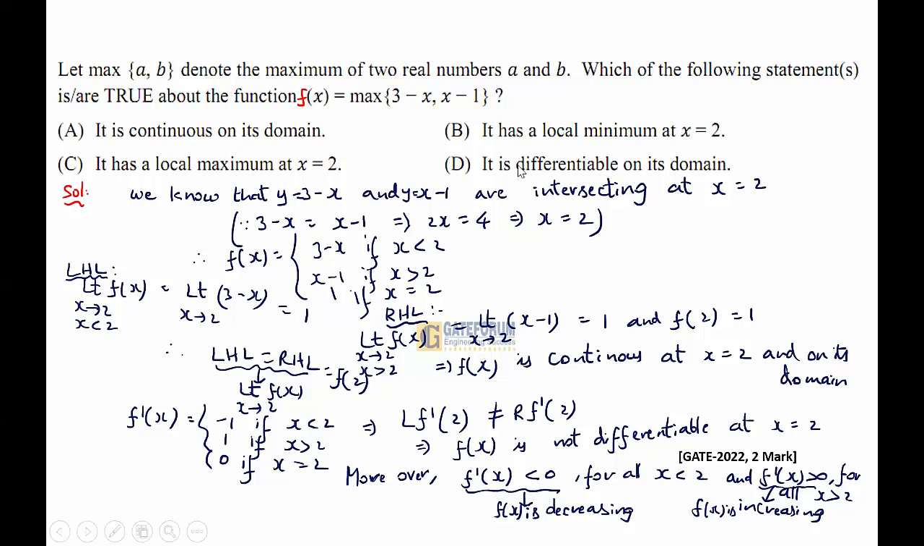Continuous, but not differentiable, and a local minimum exists, local maximum does not exist in this case. Therefore f of x is continuous on its domain, and it has a local minimum at x equal to 2. Accordingly, options A, B are the answer. This is the end of the question.